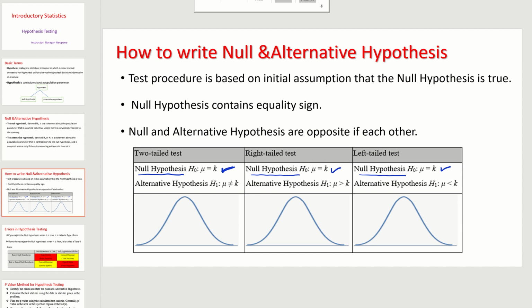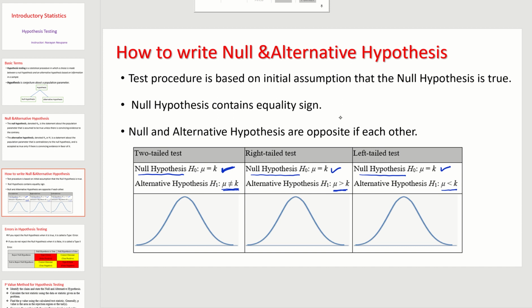Now, the null and the alternative hypothesis are opposite of each other. Meaning, there are many instances where the alternative hypothesis may contain an opposite relation to the null hypothesis. The first alternative hypothesis that I have here is mu not equal to k. Null hypothesis mu equal to k, alternative hypothesis mu not equal to k. You may have mu greater than k. You may have mu less than k. Mu is the population mean that we are testing here.